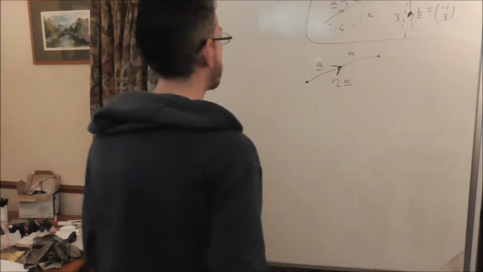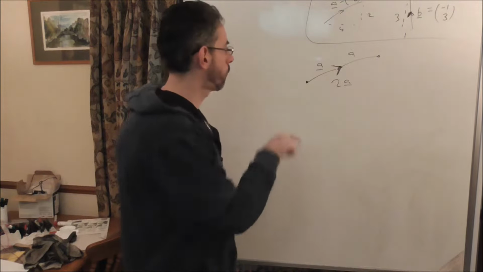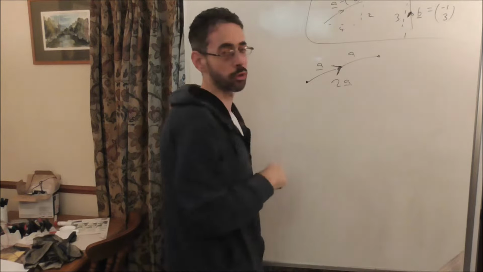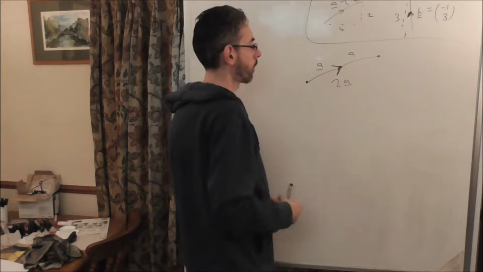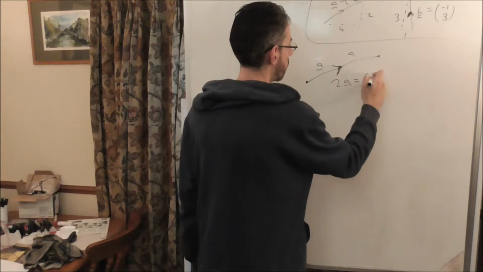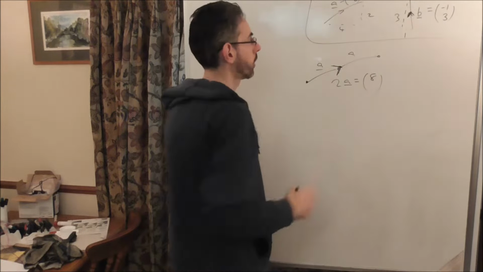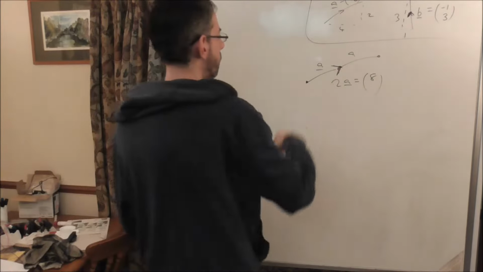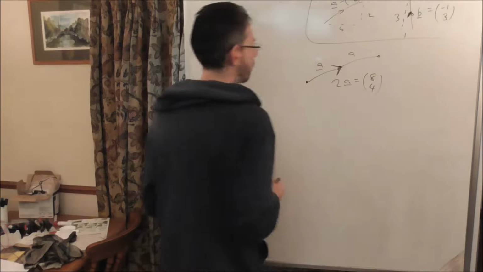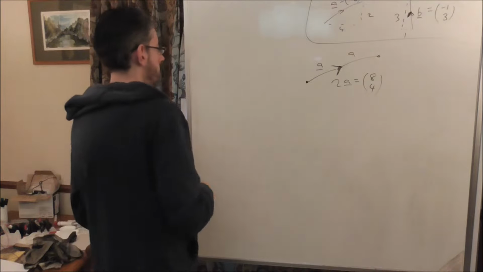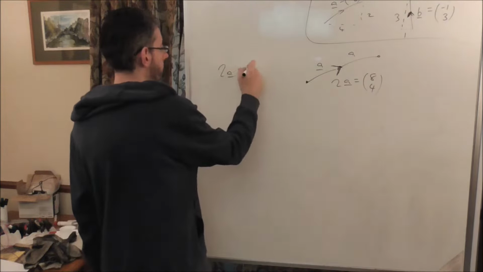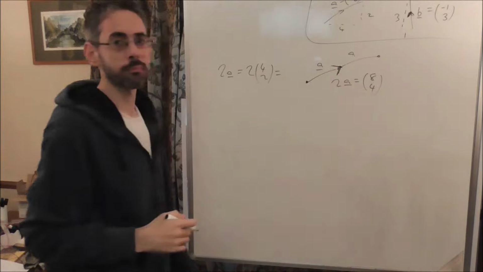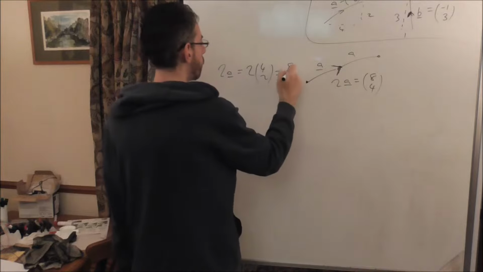And what's that as a column vector? Well, how far across did I go overall? Well, I went 4 across when I did the first A, and then another 4 to the right when I did the second A. So that's 8 to the right overall. And how far up did I go? Well, I went 2 up the first time, and then 2 up the second time, so that's 4 up overall. So 2A is just 8, 4. And you can probably see to work out 2A, which is 2 lots of 4, 2, you just double both numbers. So it's 8, 4.